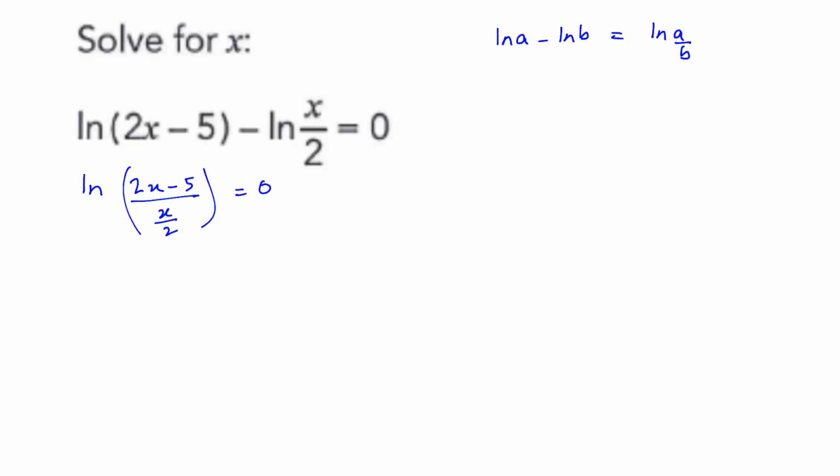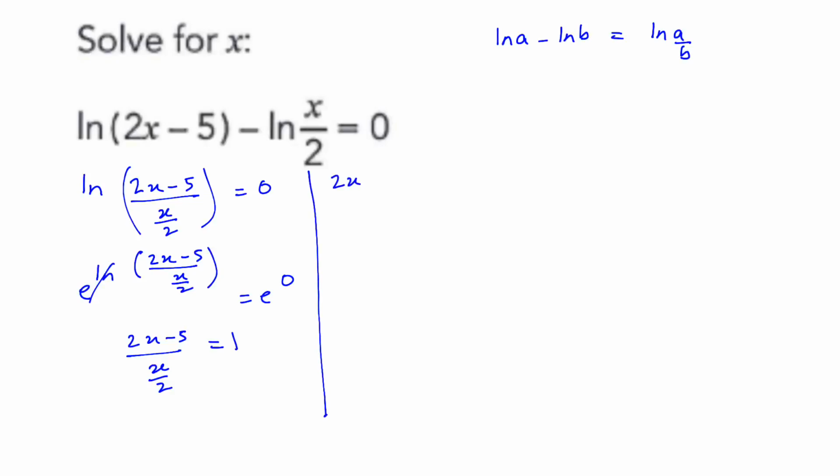And now we are going to add e, so write it as a power. (2x minus 5) over (x over 2) is equal to e to the power of 0. Anything to the power of 0 equals 1. Now we cross multiply. So 2x minus 5 is equal to 1 multiplied by x over 2, which is x over 2.